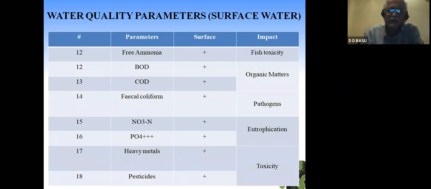Then free ammonia. That is the free ammonia. If free ammonia is there, fish will not survive. It is giving the fish toxicity. Then BOD, COD, that is, BOD and COD are organic matters.